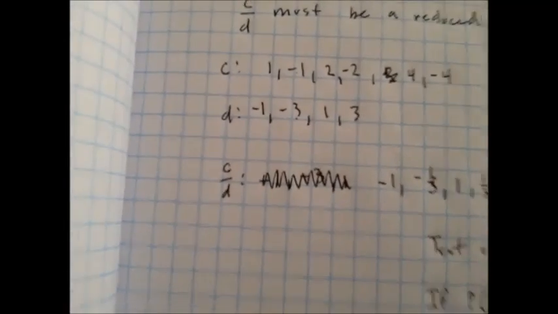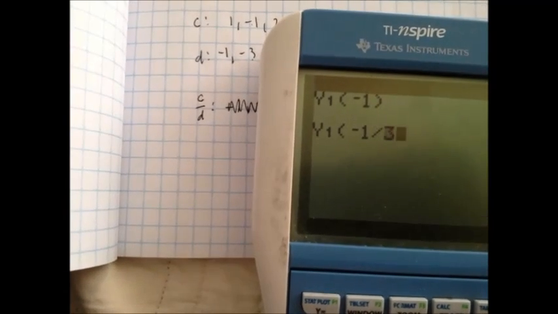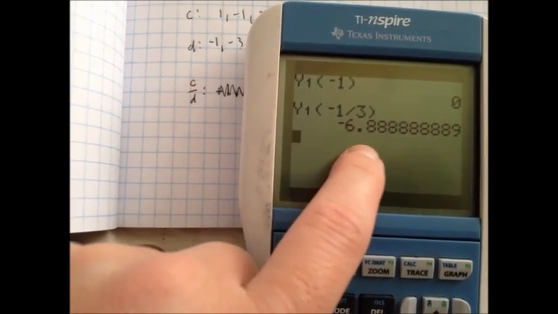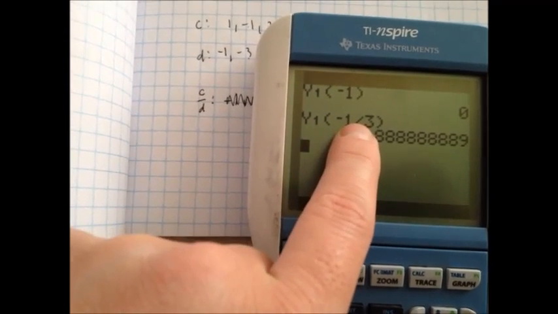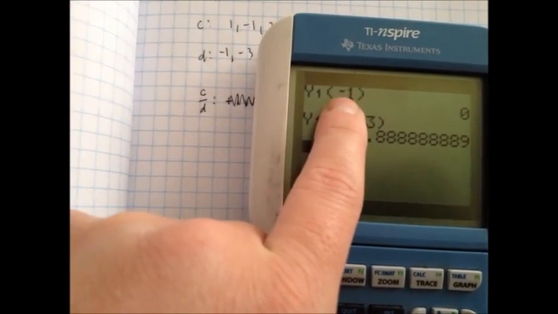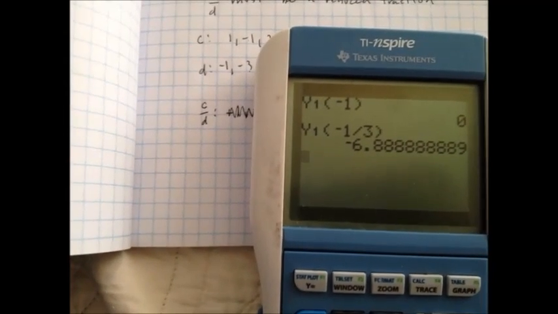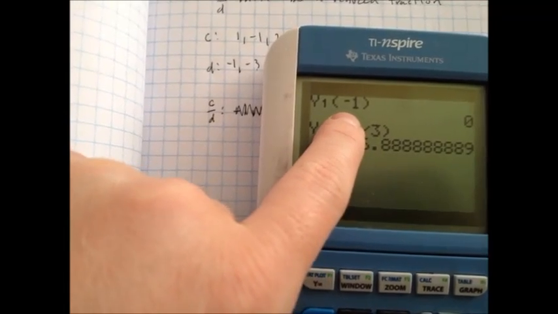And we can test, let's try negative 1/3. Okay, so negative 1 divided by 3. And I do that, and look, I get negative 6.88888889. So negative 1/3 is not a root. However, since I already found x plus 1, I'm going to go ahead and use that as my root, and I'm going to use synthetic division so I can determine the next root.